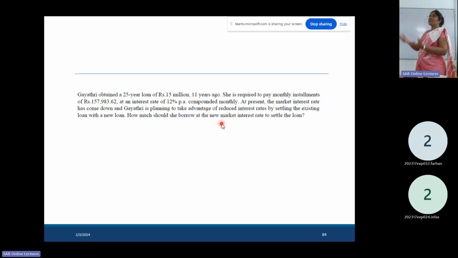So now the market interest rate has decreased. So now she's trying to get the advantage of that. She is going to settle this existing loan by taking another loan at the new interest rate.